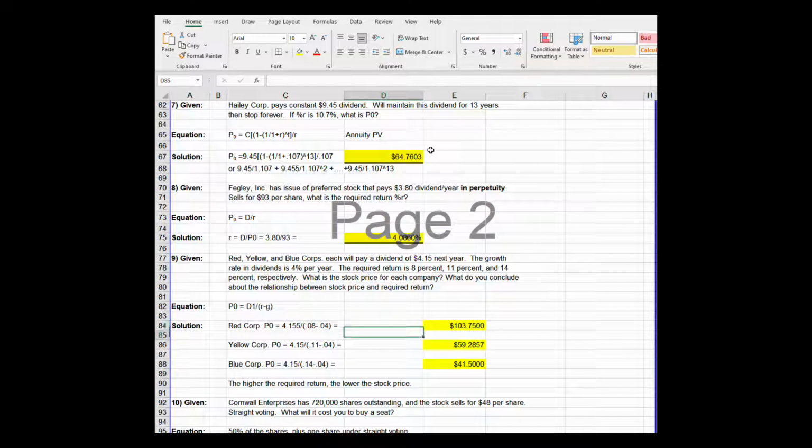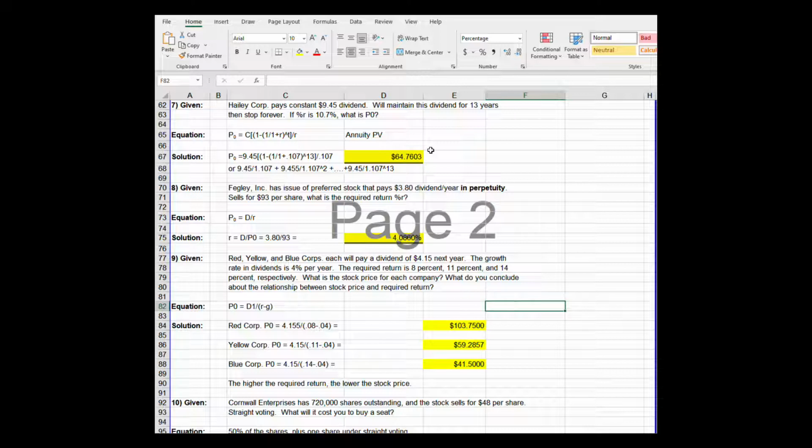And in problem number 9, you have red, yellow, and blue corporations. We each pay a dividend of $4.15 a year next year. That's D1, so that's the next dividend. The growth rate in dividends is 4% per year. That's your G. The required return is 8% for red, 11% for yellow, and 14% for blue corp.